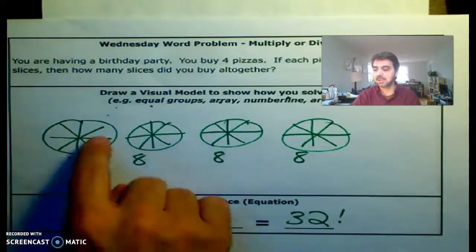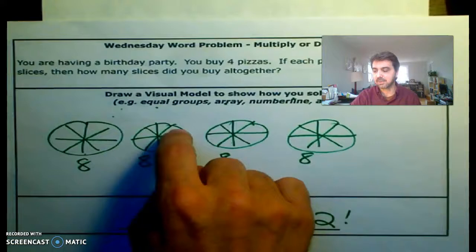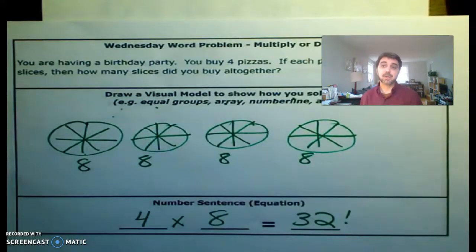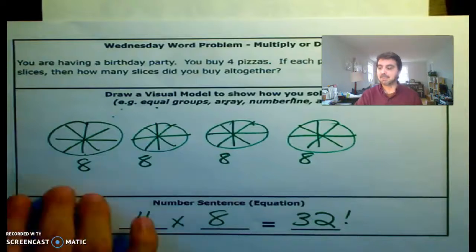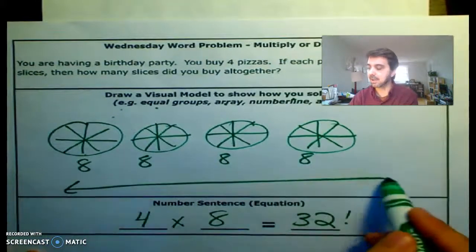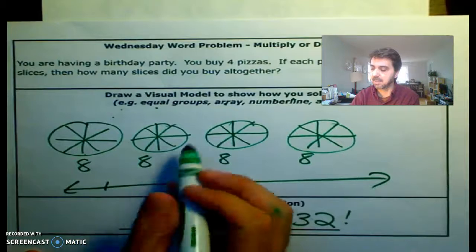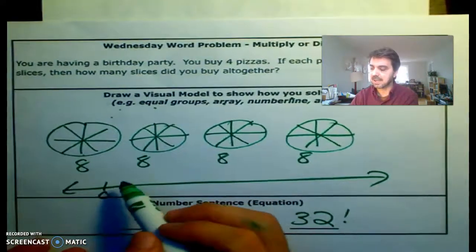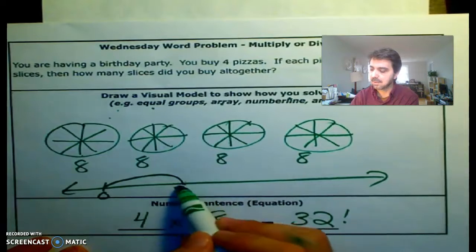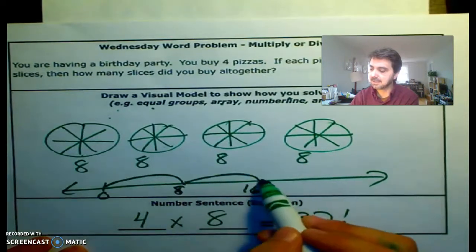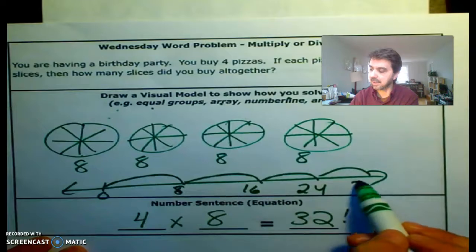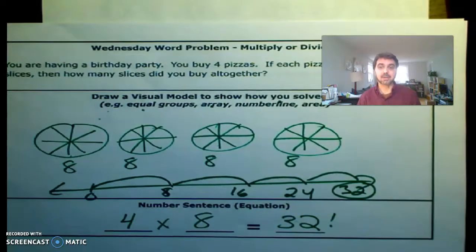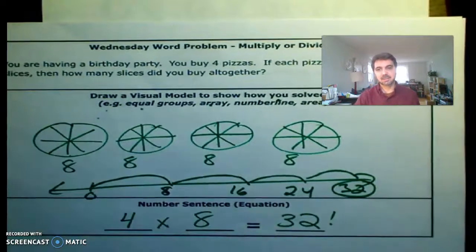If you're not sure, you could always count them up like 8, 9, 10, 11, 12, 13, 14, 15, 16, 24, 32, okay? You could have used other strategies like a number line, right? I know there's 4 pizzas, and each pizza has 8, so I could have gone once to get to 8, the second time to get to 16, and then 24, and then 32, like that. You could have used an array or area, but I think this one made the most sense, okay?